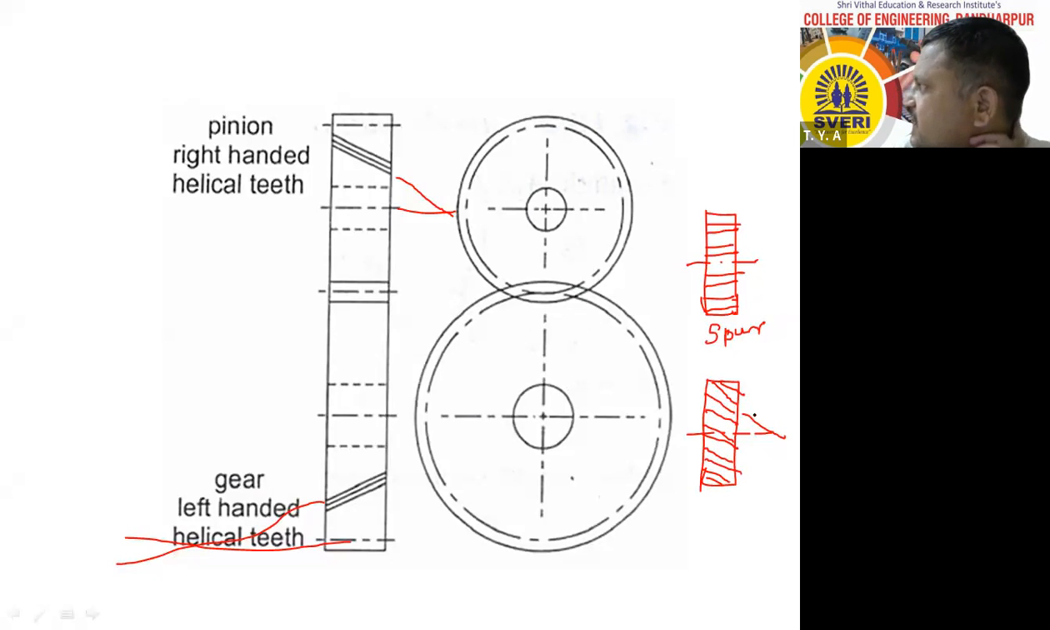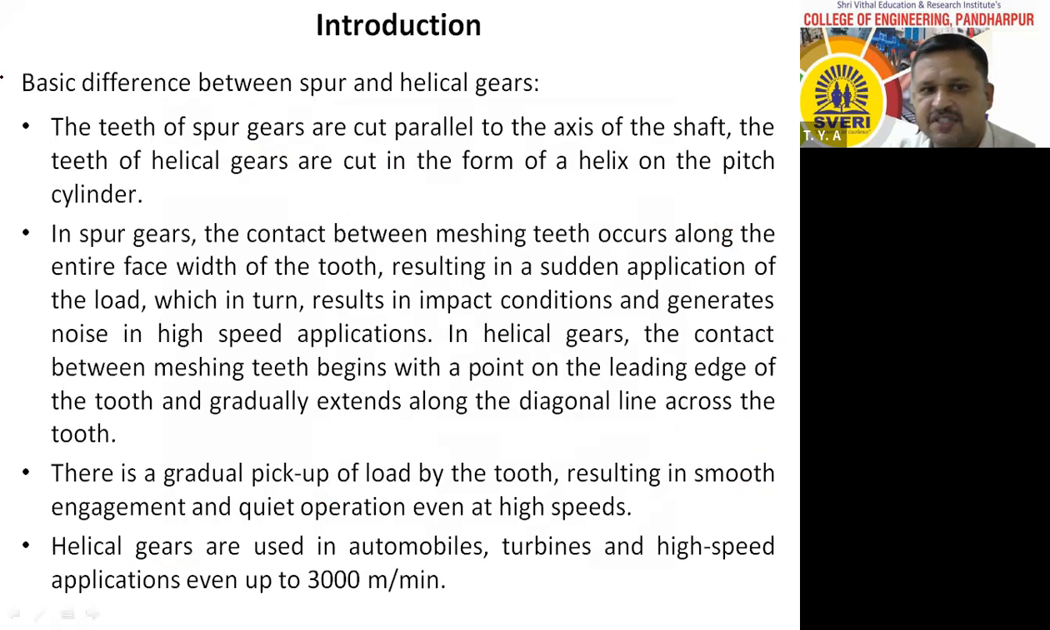Now, what is the first difference? In case of spur gear, teeth are parallel to the surface of the gear. And in case of helical gear, teeth are inclined to the surface of the gear. Therefore, this is the first difference. I think you understood it. The teeth of spur gears are cut parallel to the axis of the shaft. Axis of the shaft means axis of the gear. The teeth of the helical gears are cut in the form of helix. That means teeth are inclined on the surface of the gear in case of helical gear.